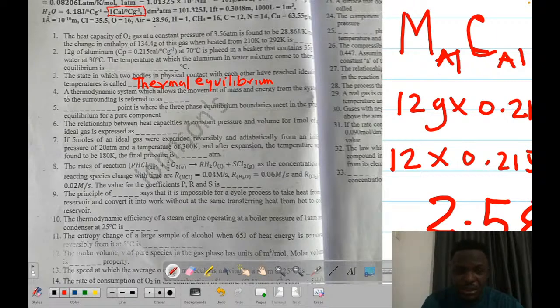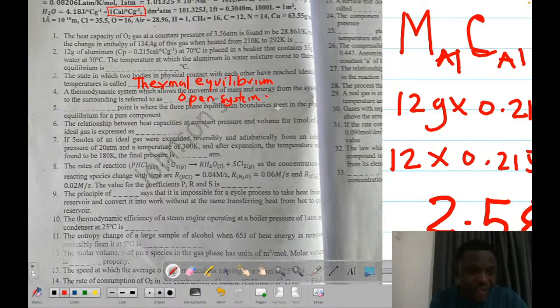All right, now number 4 says, a thermodynamic system which allows the movement of mass and energy from the system to the surrounding is referred to as, if you can remember types of system in thermodynamics, we have the open system, the closed system, and the isolated system. The system that allows the exchange of both mass and energy across a boundary is actually an open system. So number 4 is an open system.